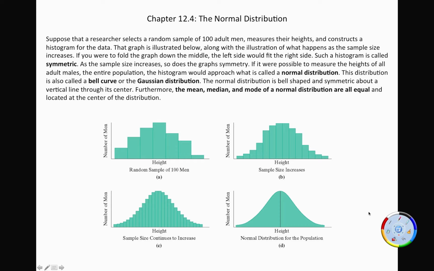So from now on, as soon as I hear that a distribution is normally distributed, I'm immediately going to draw this bell curve shape, right? And then we're going to add some information to that.